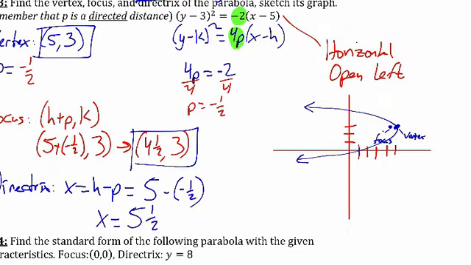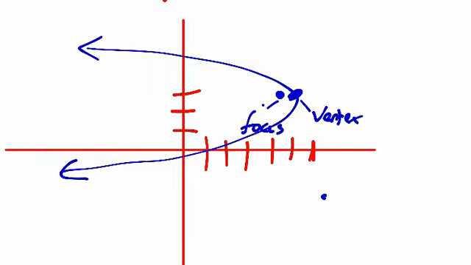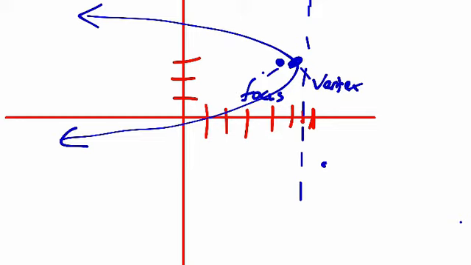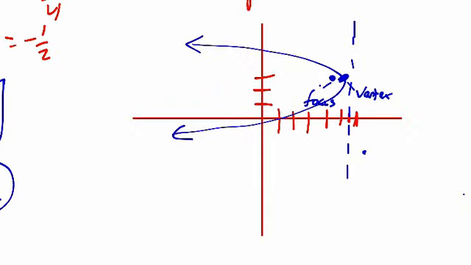Now, honestly, when I'm doing these, I just kind of visualize it. So if we know that the focus is half a tick mark over from the vertex, the directrix is going to be half a tick mark over in the other direction. So it's going to be like approximately there. Let me switch colors. Tick, tick, tick, tick. So the focus and the vertex and the directrix are all kind of close to each other in this case. So there's our directrix.